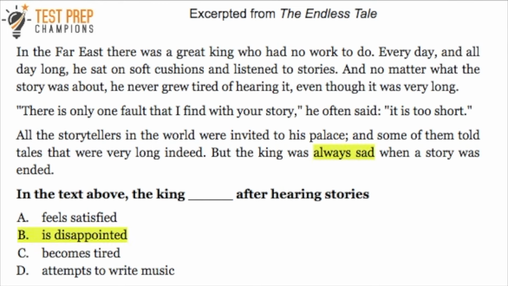So the correct answer here is B, right? But the king was always sad when a story ended. So in the text above, the king is disappointed after hearing stories. Sad and disappointed are kind of ways of saying the same thing. The idea here is that the king doesn't feel satisfied after hearing the story. In fact, the opposite happens. He's sad, he's upset, he's disappointed. And so B is the correct answer here.